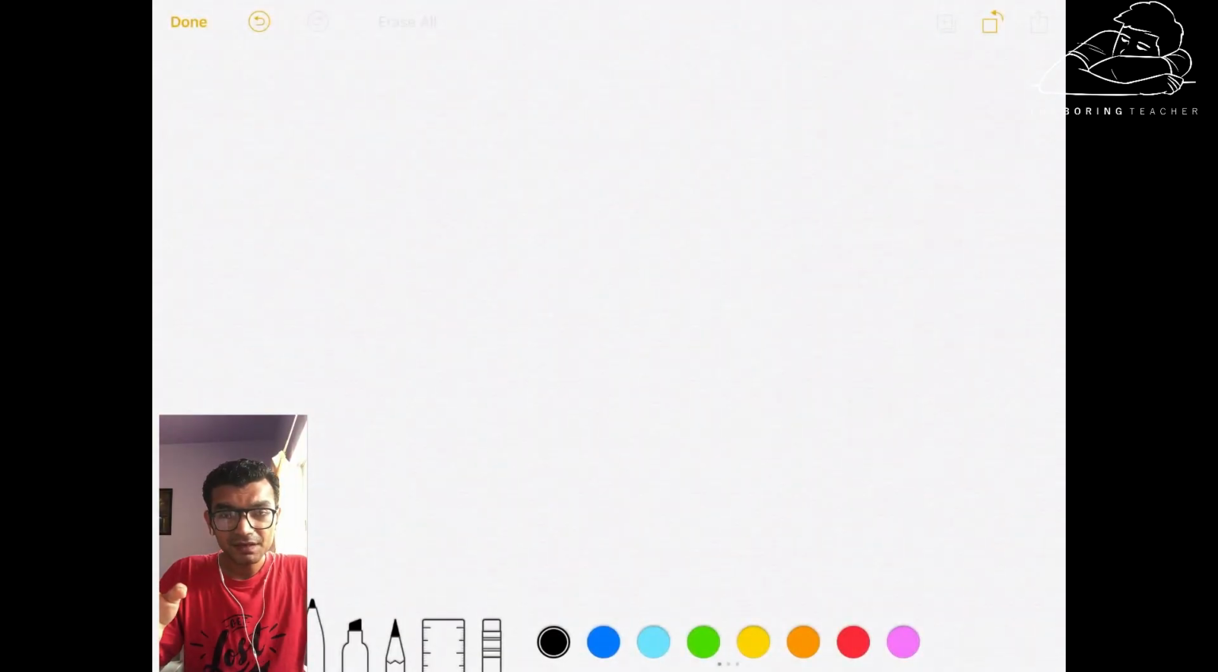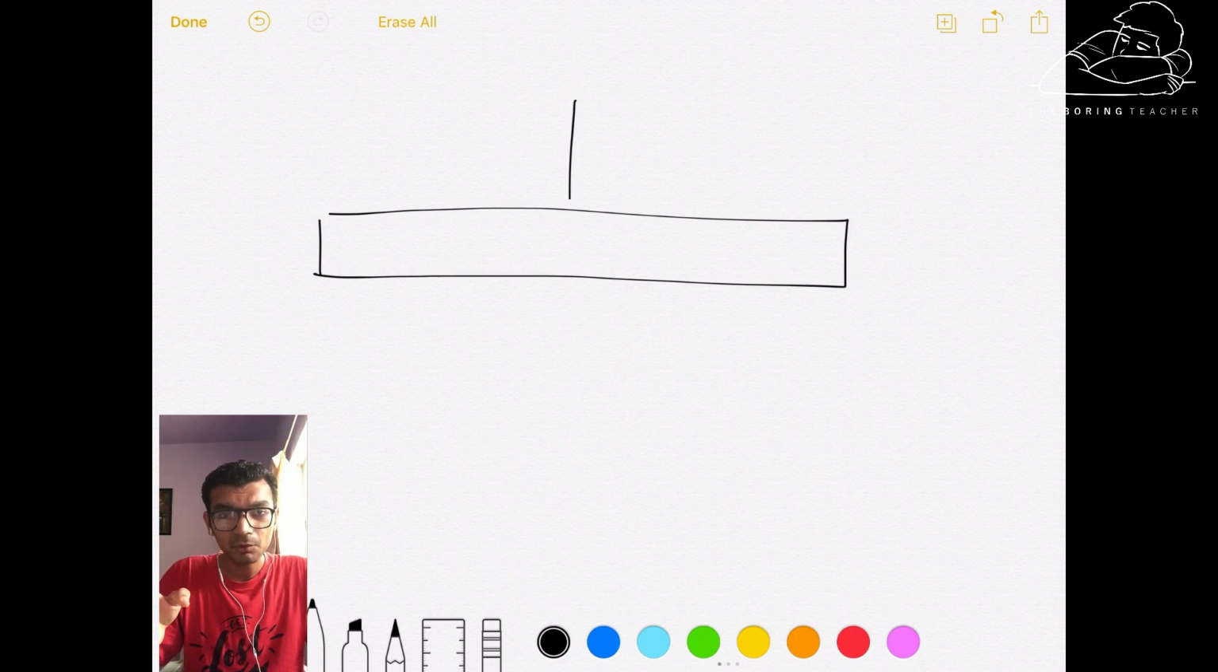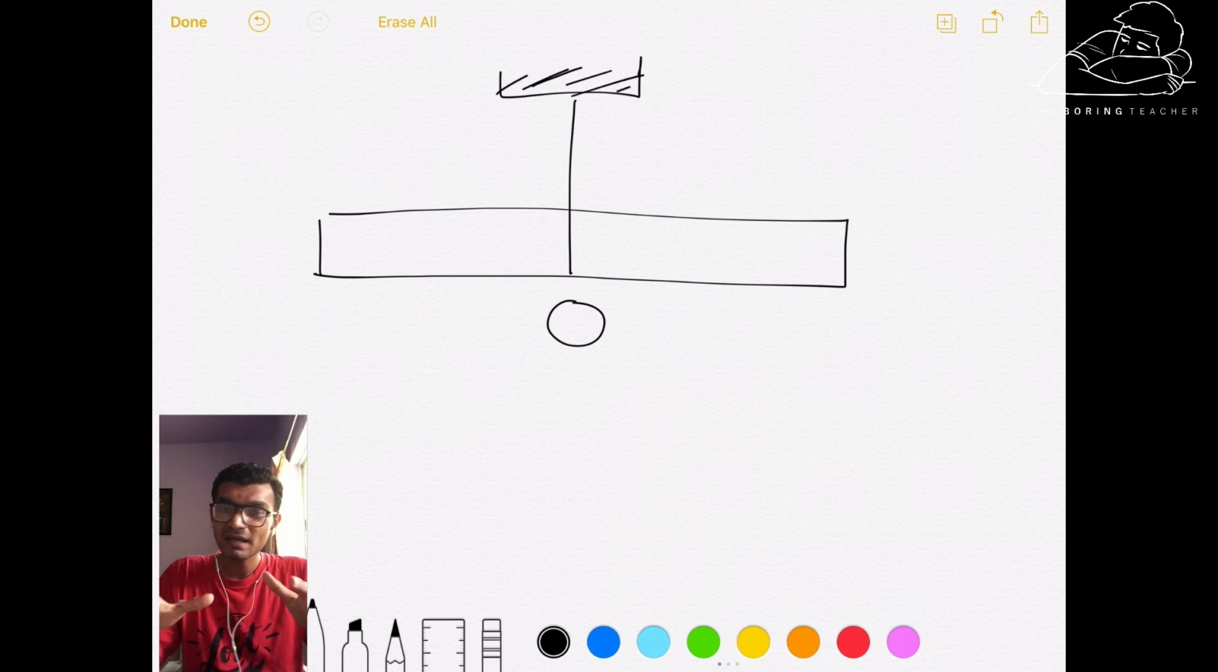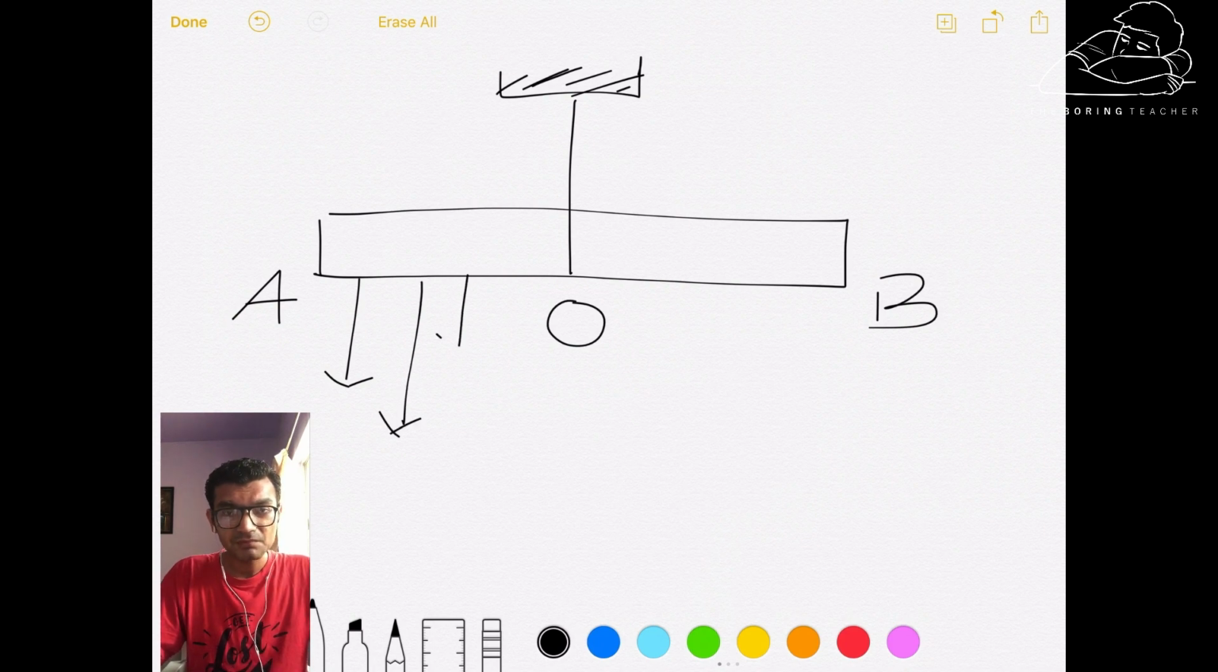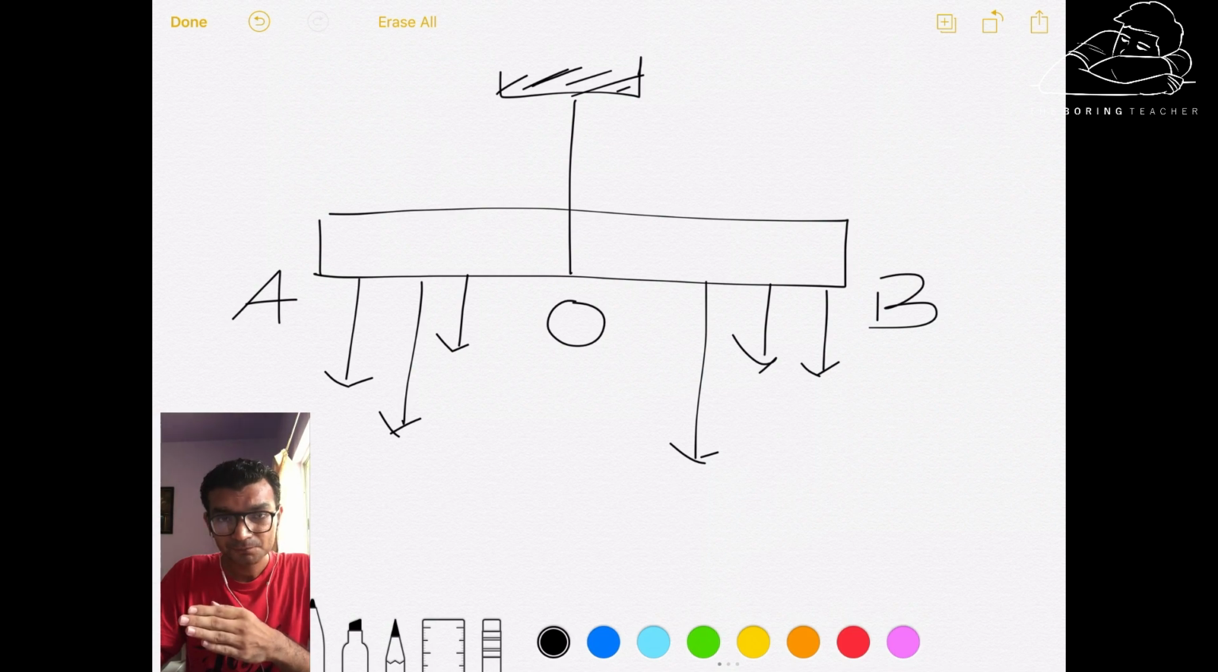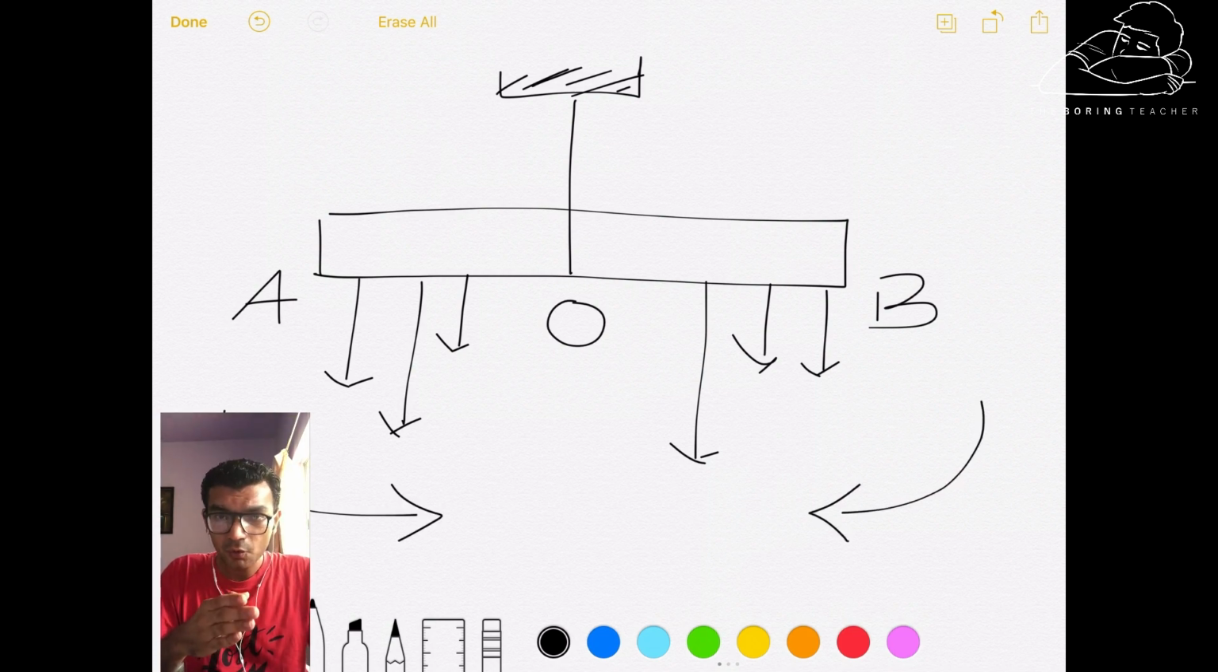Suppose we consider this rod which is hung with a rigid support at the point O, and a few forces are acting on side B and a few forces are acting on side A. The moment produced by the forces on side B about the fixed point O and the moment produced on side A about the fixed point O cancel out each other, and the rod still remains horizontal. Then it is said to be in equilibrium.